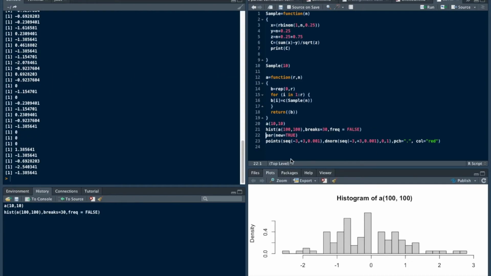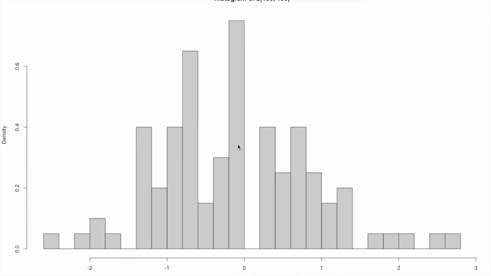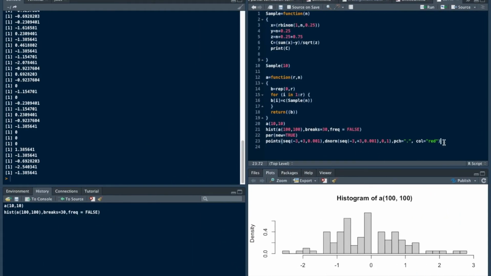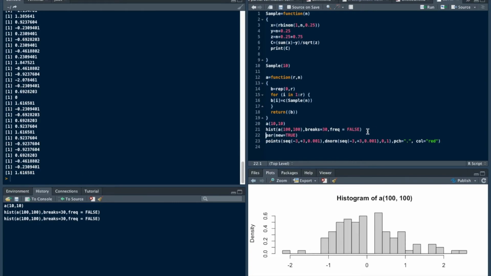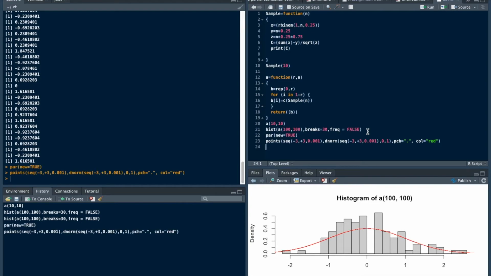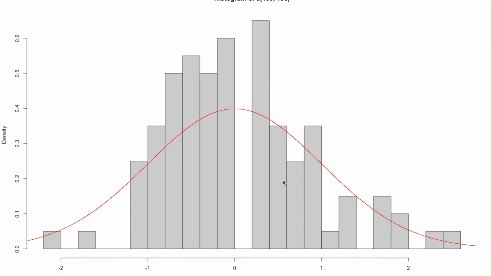Okay, we take R equals 100 and N equals also 100. This is the histogram, and also the curve of the normal distribution or standard normal distribution. Let's watch this.